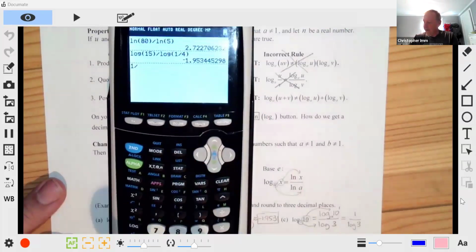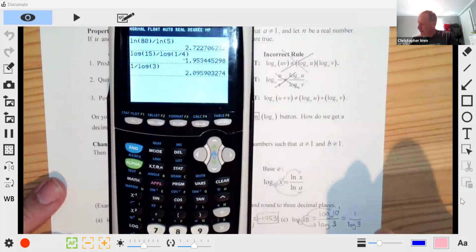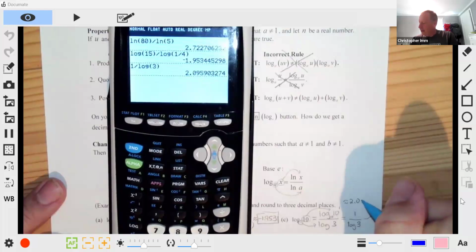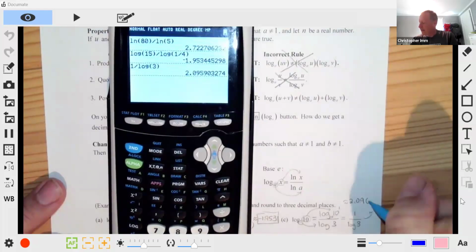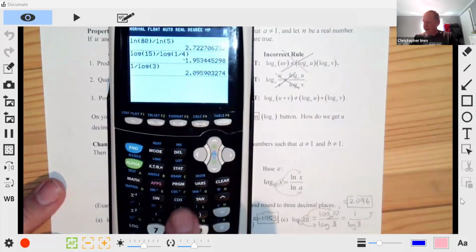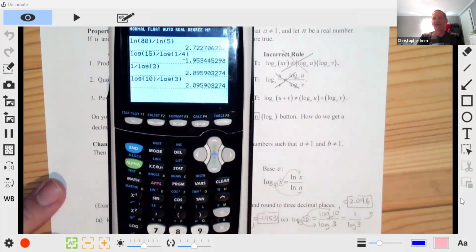So 1 over log of 3, we would get approximately 2.096. And just to show you that this works with the regular log formula, we could do log of 10 divided by log of 3, and we should get the same thing. Perfect. We'll look at some examples when we come back here.